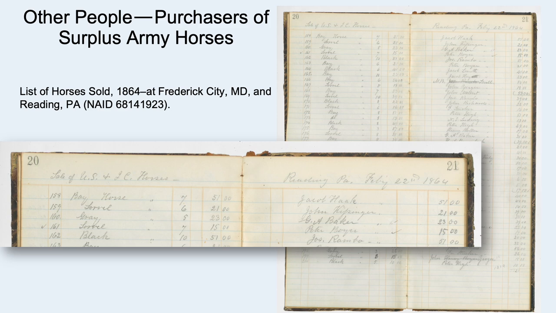There is a description of the color of the horse, its age, which was not based on chronological age, but on how worn out it was, the purchase price, the name of the purchaser, and the amount paid, which normally matches the auction price. The auctioneer's clerk or government clerk spelled names creatively, so if you are looking for a name on this list, it is not likely to be spelled the way you expect.